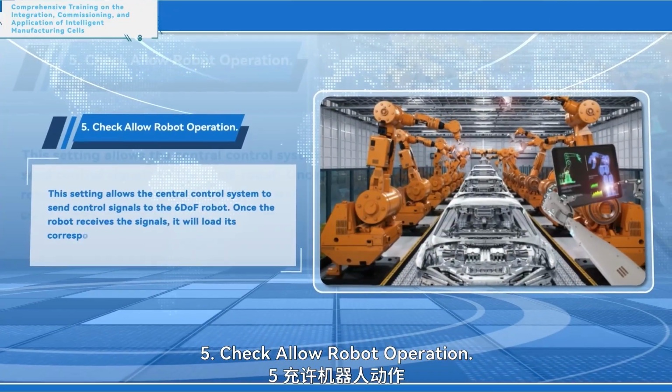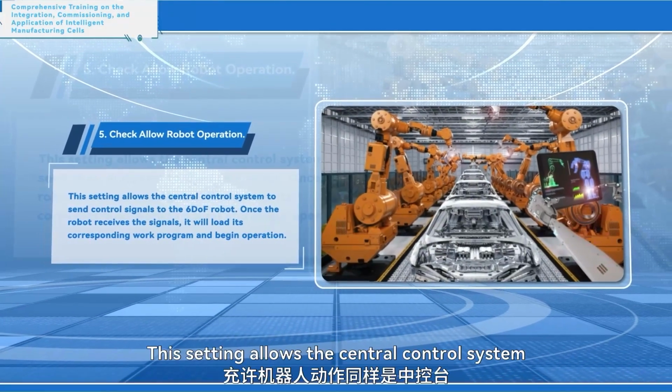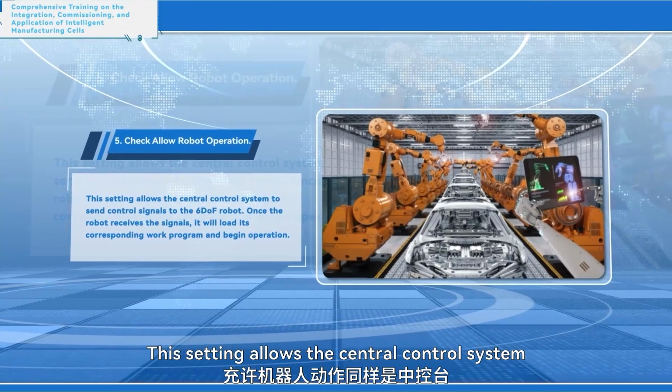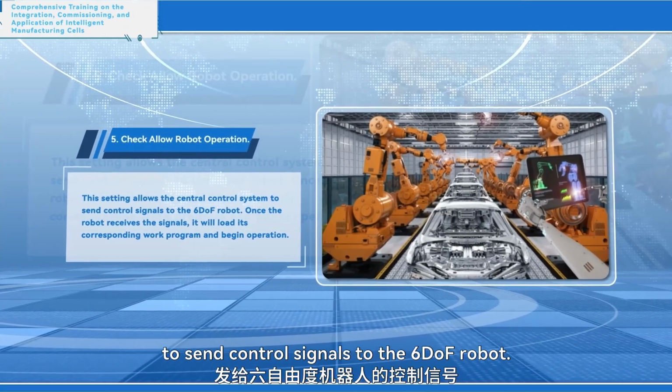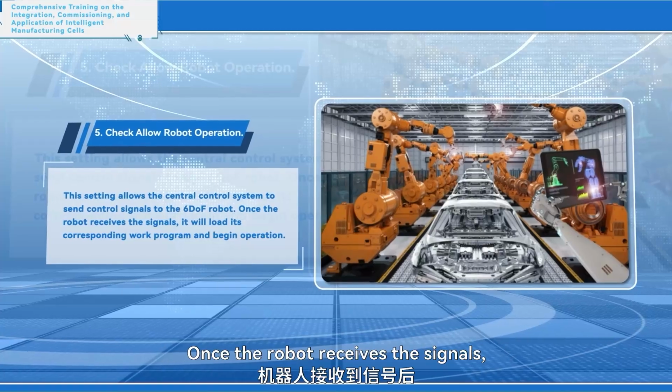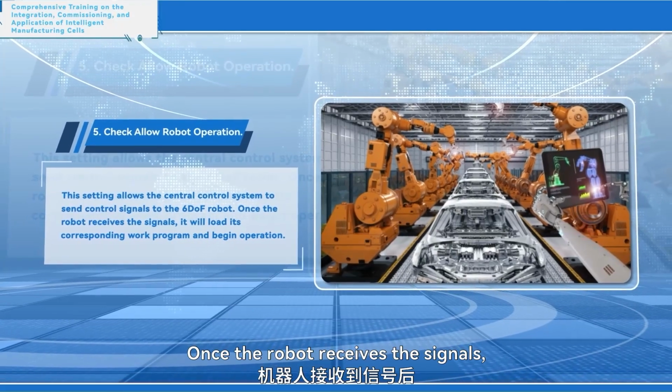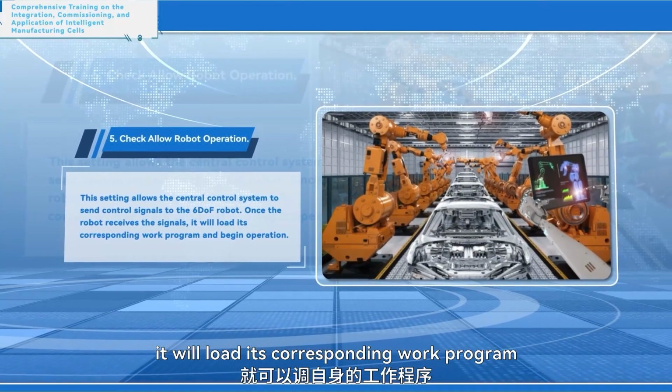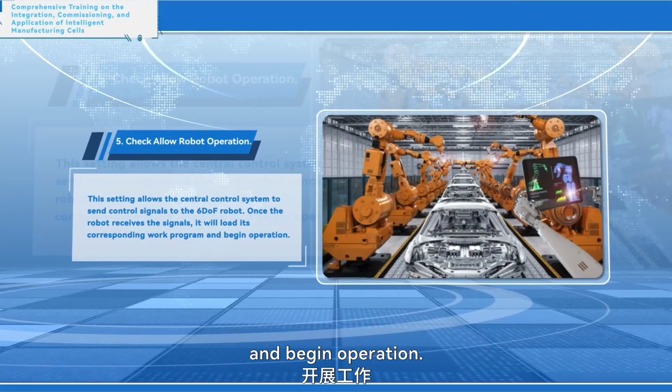5. Check Allow robot operation. This setting allows the central control system to send control signals to the 6DOF robot. Once the robot receives the signals, it will load its corresponding work program and begin operation.